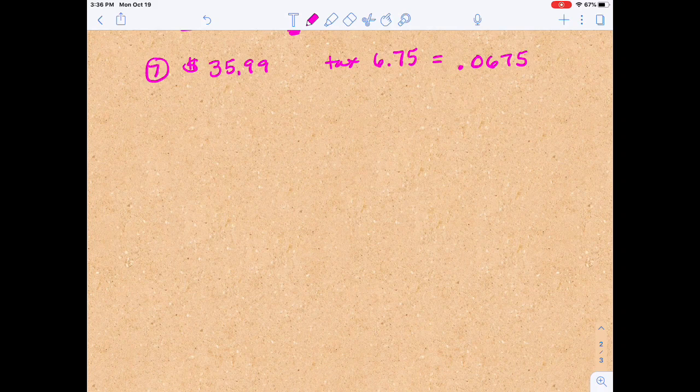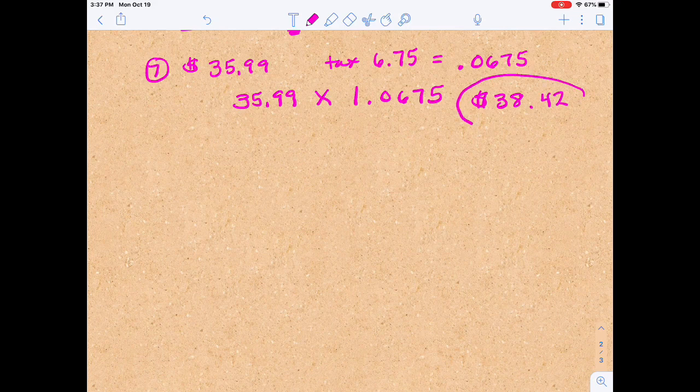Okay, I want to do this 1 times 1.0675. That's going to give me my final price, $35.99 times 1.0675, and that gives me $38.419325. So we're going to call that 42 cents. We always round up there. And that'll be the price of that video game.